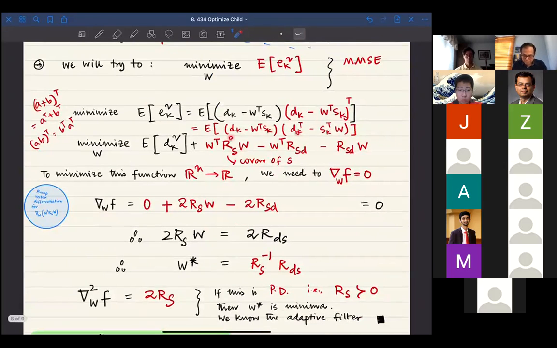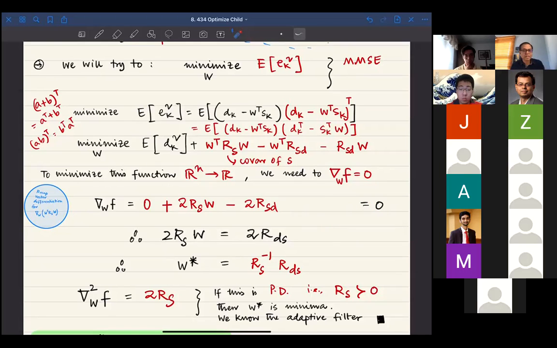And now you basically multiply these cross terms. DK transpose times DK becomes DK square. WTSK times SK transpose W becomes WT, SK SK transpose W, but expectation of SK SK transpose is the covariance matrix of S.